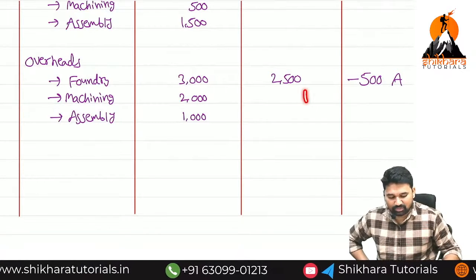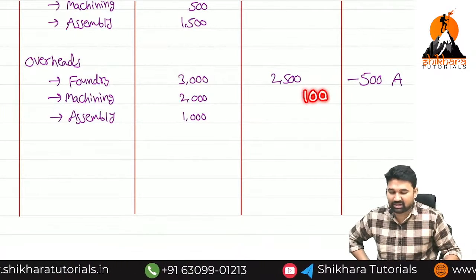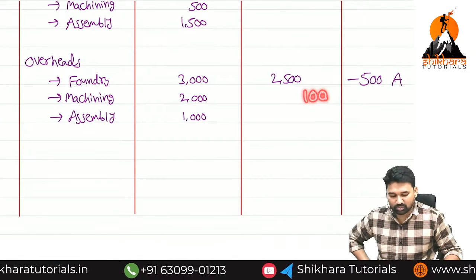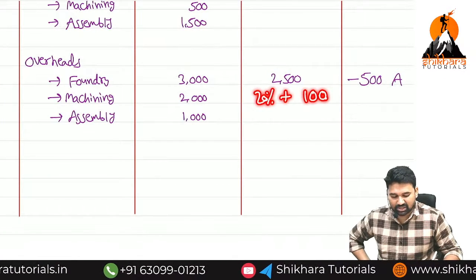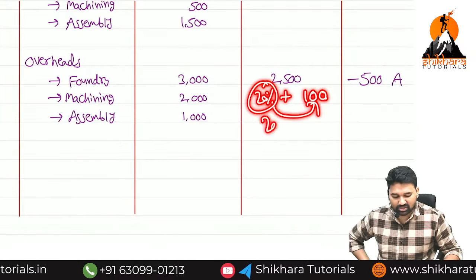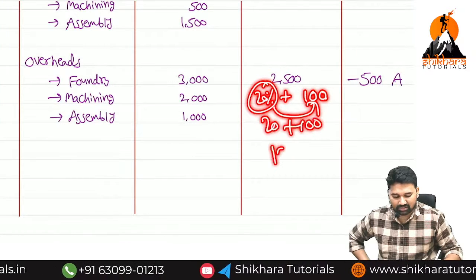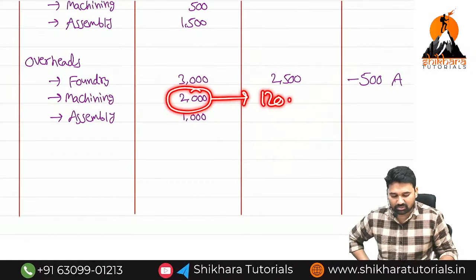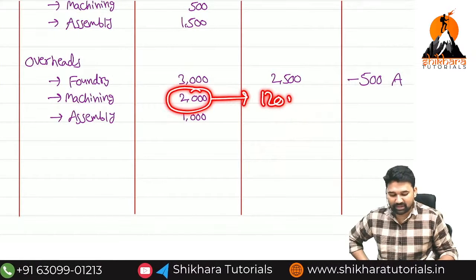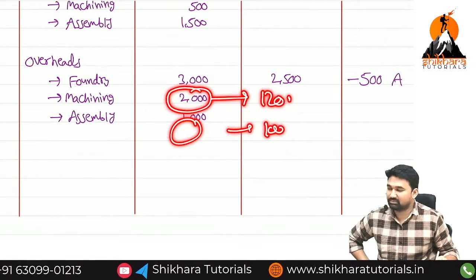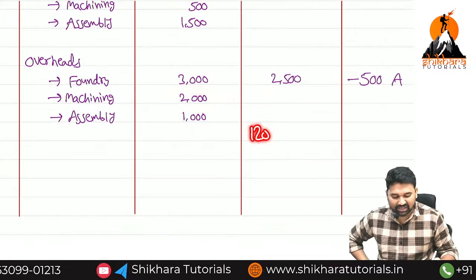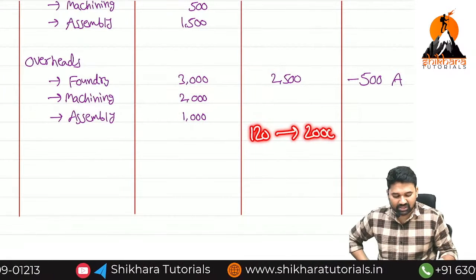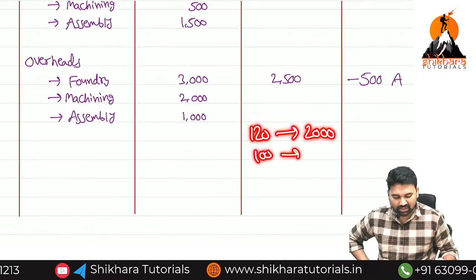So for example, estimated cost is 100. It is 20 percent more, meaning 20 percent on 100 is 20. 20 plus 100 is 120. So this 2000 is equal to 120. Then how much is 100? So we'll simply rewrite the equation as: if 120 is equal to 2000, 100 is equal to how much?